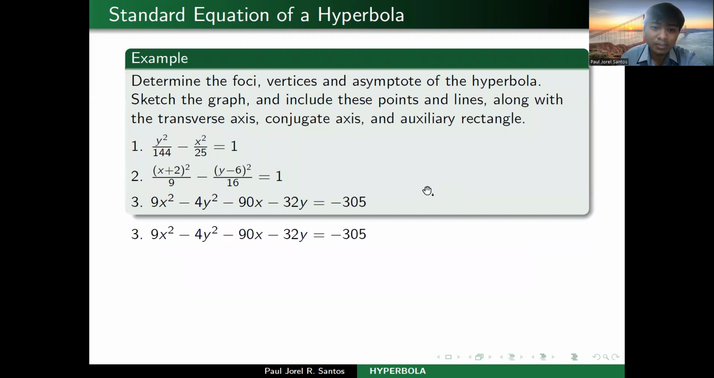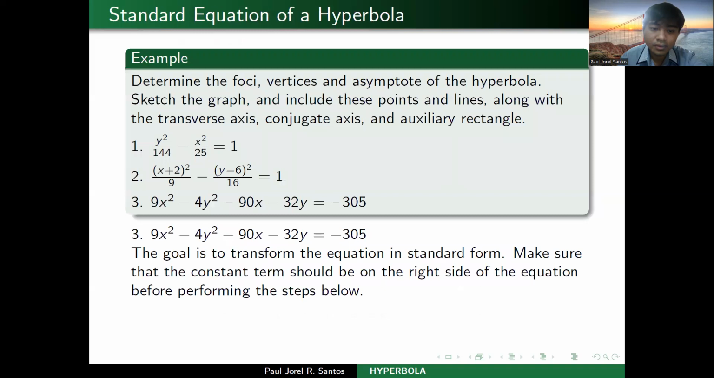Example number 3: 9x squared minus 4y squared minus 90x minus 32y equals negative 305. The goal is to transform the equation to standard form. Make sure that the constant term is on the right side of the equation before performing the steps below. As you can see, the constant term here is already on the right side, so we do not need to move it.